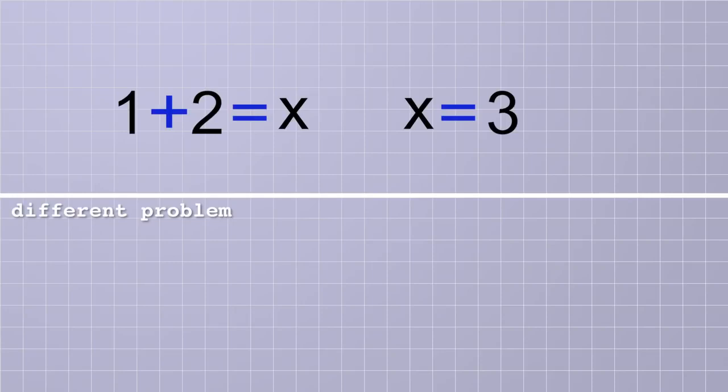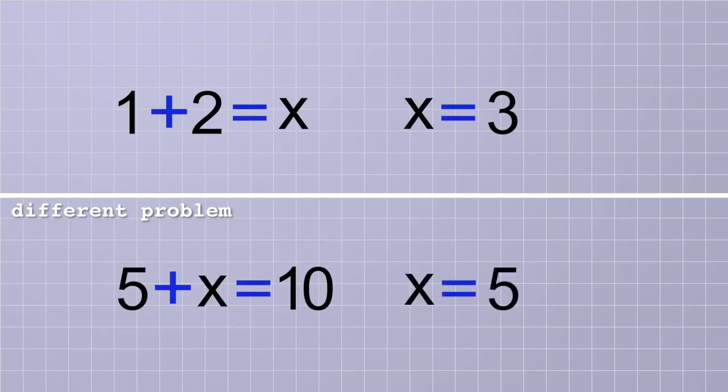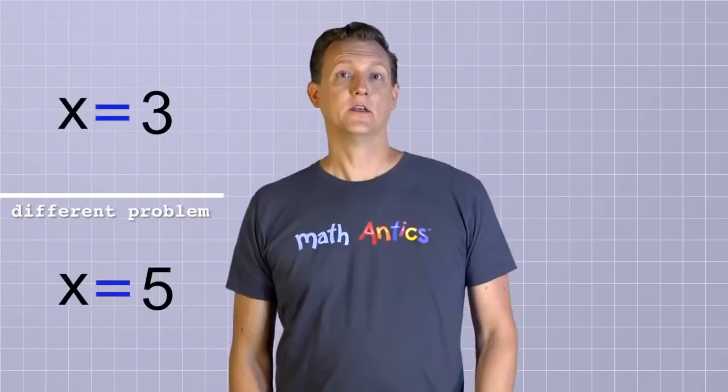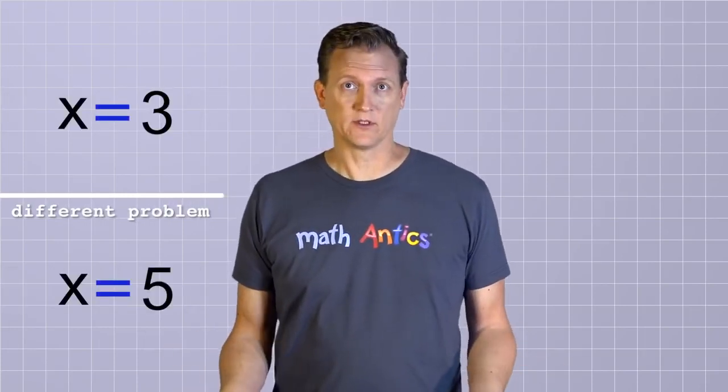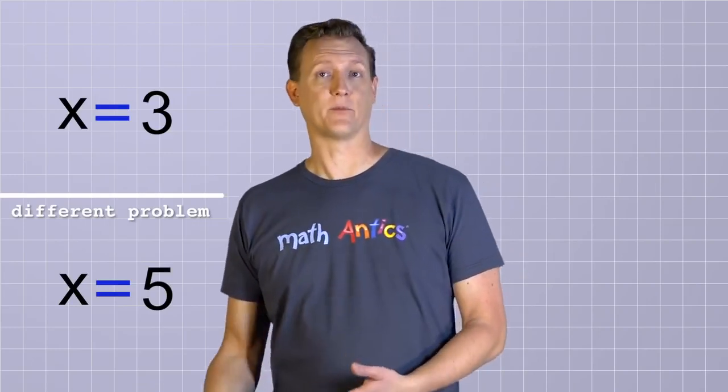Like if someone asks us to solve the equation 5 plus x equals 10. In order for the two sides of this equation to be equal, x must have the value 5 in this problem, because 5 plus 5 equals 10. So x, or any other symbol, can stand for different values in different problems.